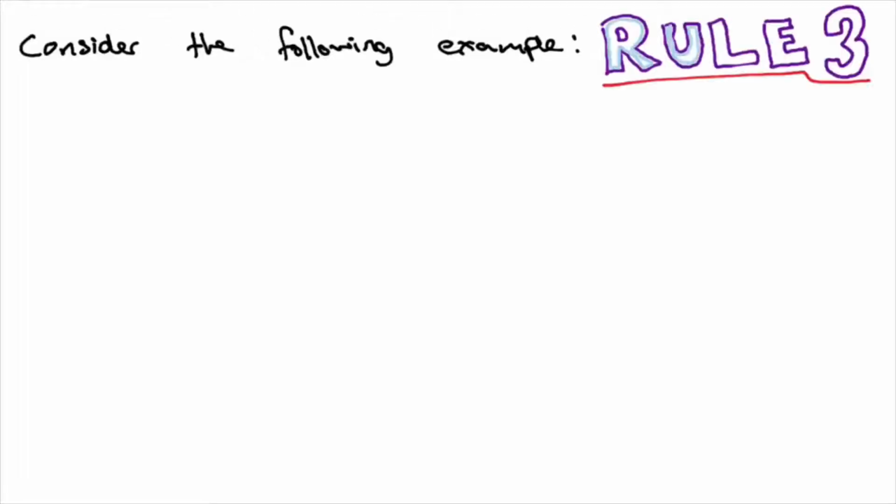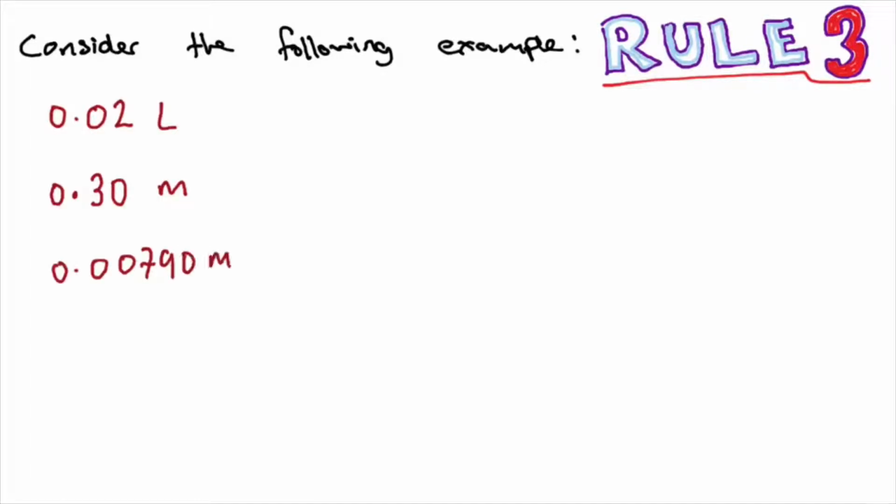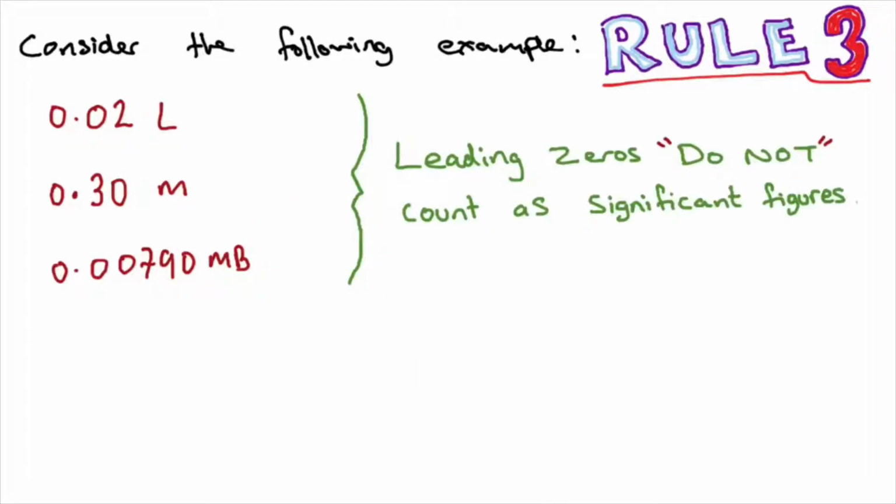Right, moving on. Consider the following under rule number 3. We have 0.02 liters, 0.30 meters, and 0.00970 megabytes. Don't ask me where the megabytes came from. So again, pause the video here and write in the comment section below what you think the answer is to each of these questions. So rule number 3, leading zeros do not count as significant figures. So let's see if you got these questions right.